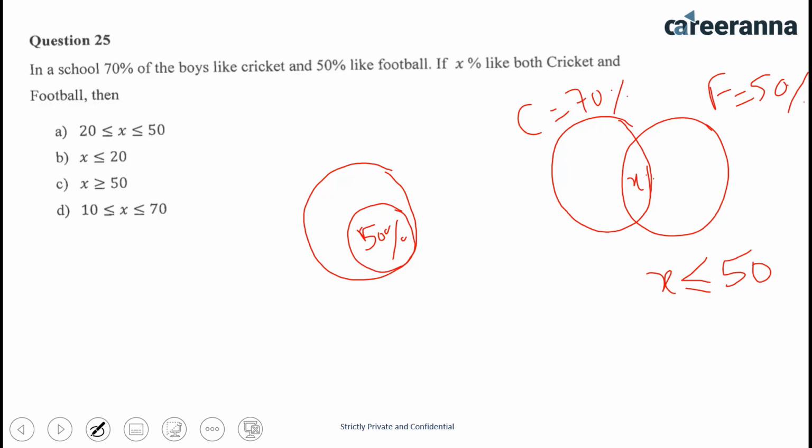As you can see this, we can eliminate this option. We can eliminate this option because it is not greater than 50. It is smaller than 50. Now we are left with two options. So we can directly mark A, but how to get 20?